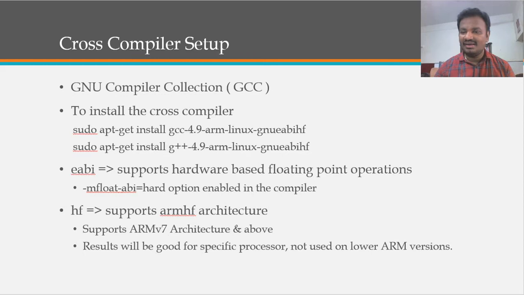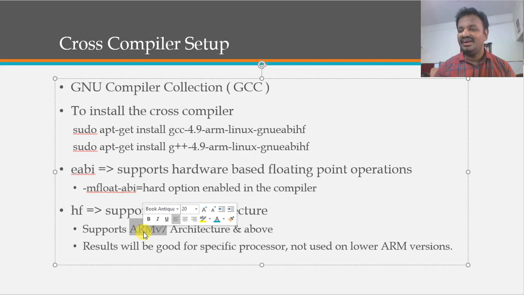Basically, EABI is the one which supports hardware based floating point operations. Something like if you are multiplying two floating point numbers, it is basically not done in the CPU. It will be done by the floating point unit separately, and it gives the output so that floating point operations will be faster. And HF supports the ARM HF architecture, and we have seen that it supports ARMv7 architecture and above. We have ARMv7A. Obviously, the HF compiler will support ARMv7 architecture, and results will be good for that specific processor with ARMv7 and above.